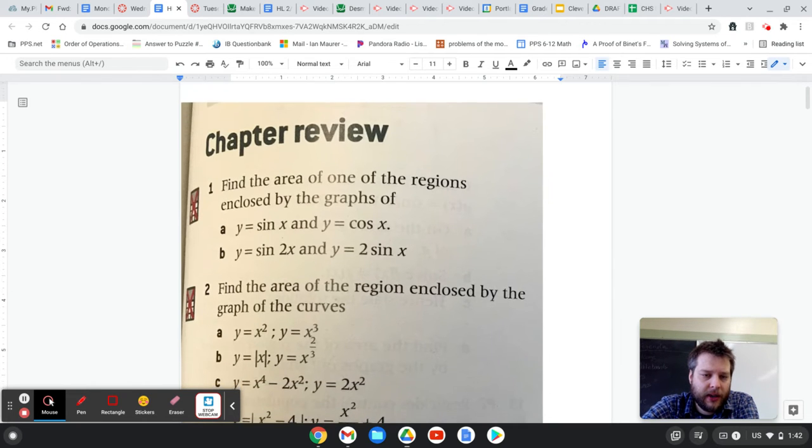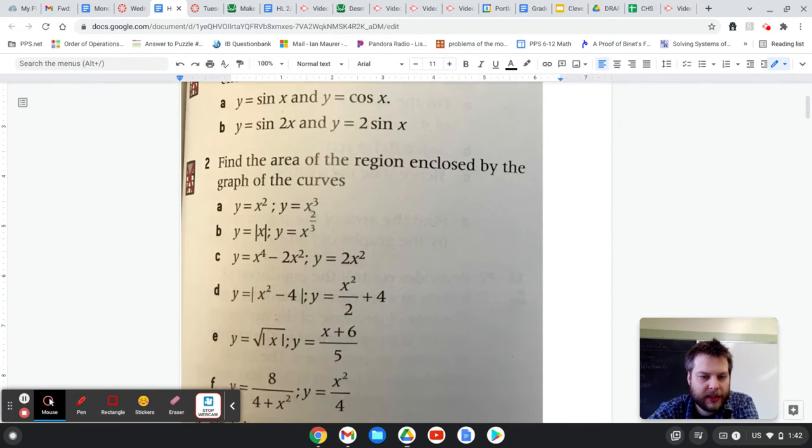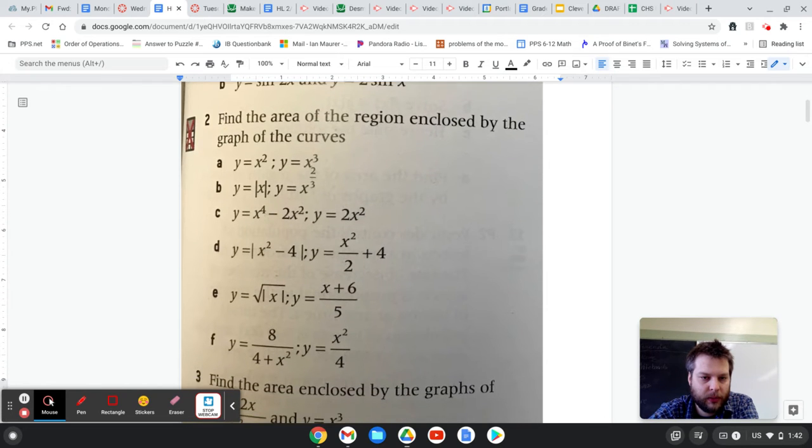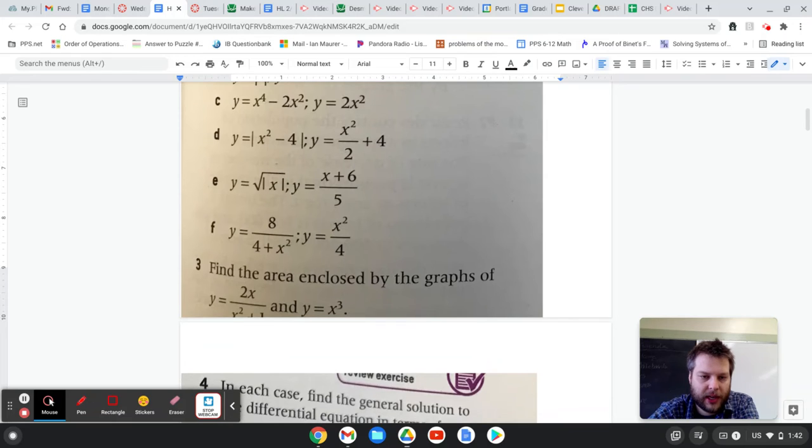When we're finding the area of the regions, what you're going to do is find where your graphs intersect and then do the integral of the top curve minus the bottom curve from a to b. So basically from your two intersection points to each other. So set your curves equal and go from there. Same idea with all of these, just finding where they intersect and doing the integral of the top curve minus the bottom curve.